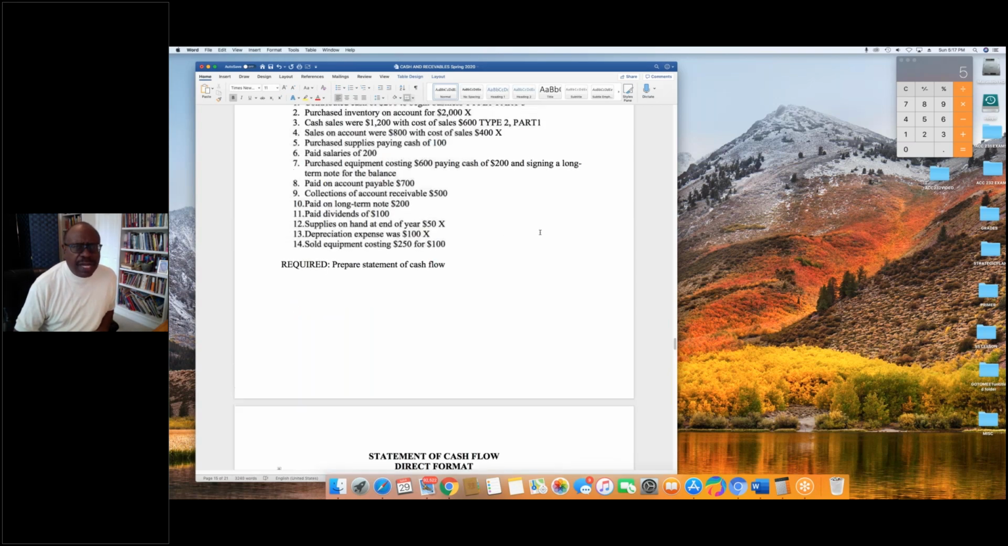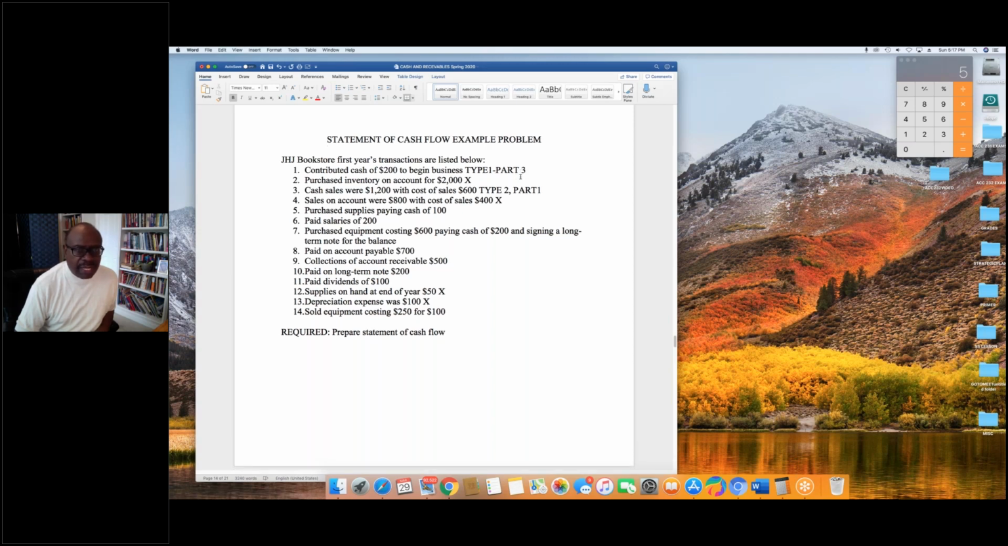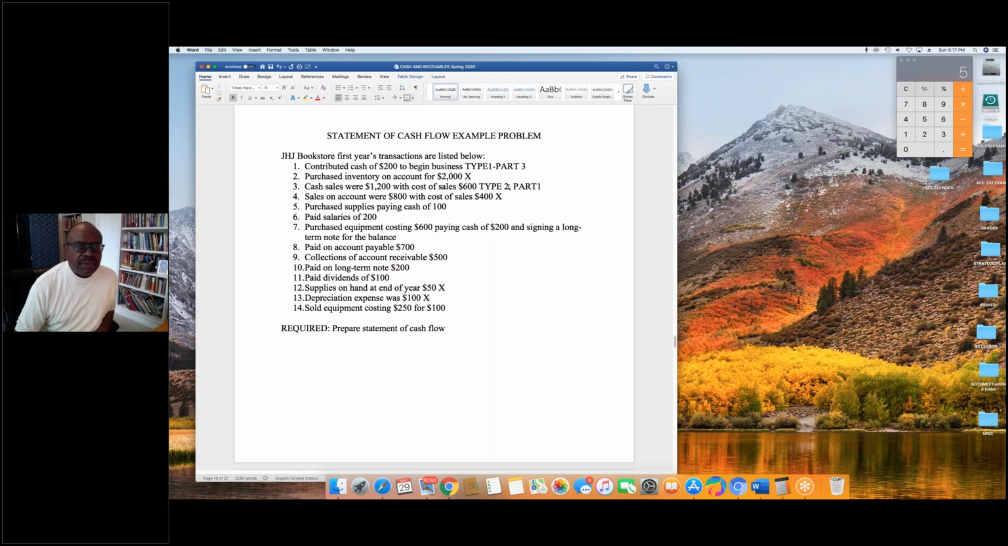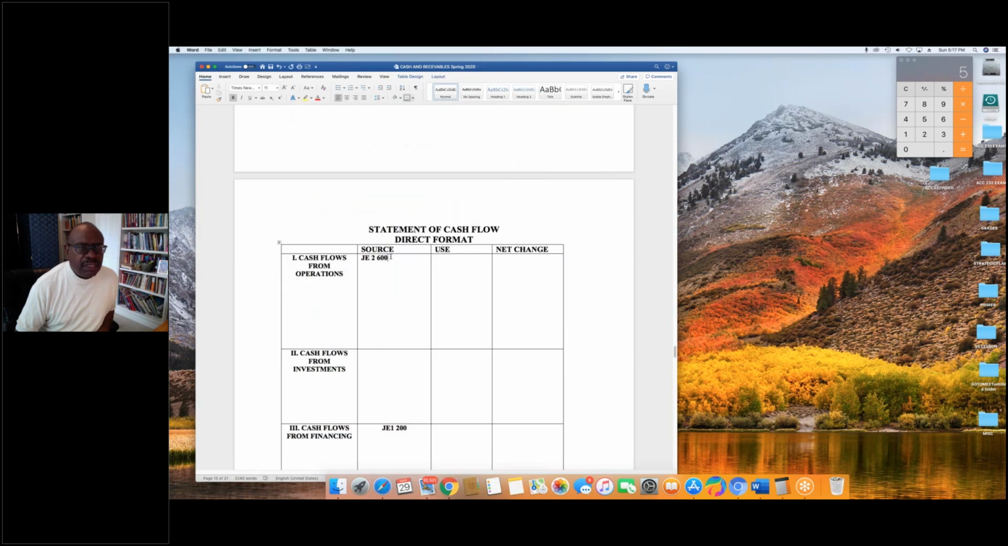So we've got 2 items in now. We contributed cash of 200. That's a type 1 journal entry, which goes in part 3 of the statement. Then we had cash sales of 1,200. Type 2 goes in part 1 of the statement. So this should be 1,200. Maybe I'll put some dollar signs by these to make it a little bit clearer.